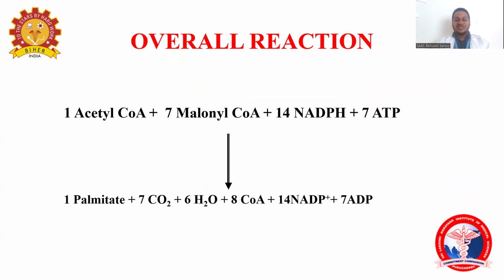7 carbon dioxide are released, 6 H2O are released, and 8 CoA are released, whereas you get 14 NADP and 7 ADP because of this important reaction. So again, acetyl CoA combines with the 7 malonyl CoA with 14 NADPH and 7 ATP, and we get the overall reaction as one palmitate with 7 carbon dioxide, 6 water molecules, 8 CoA, 14 NADP and 7 ADP.